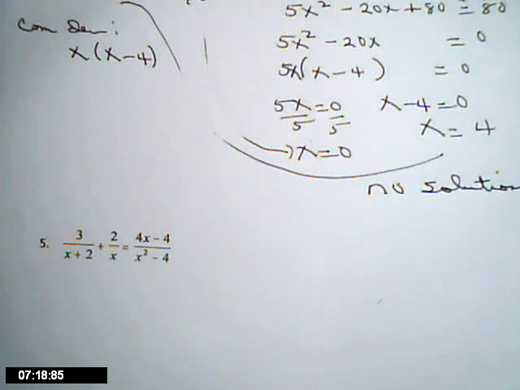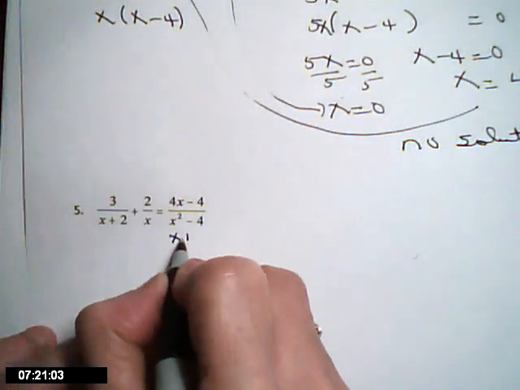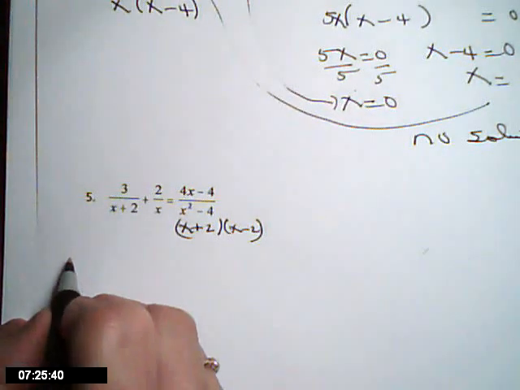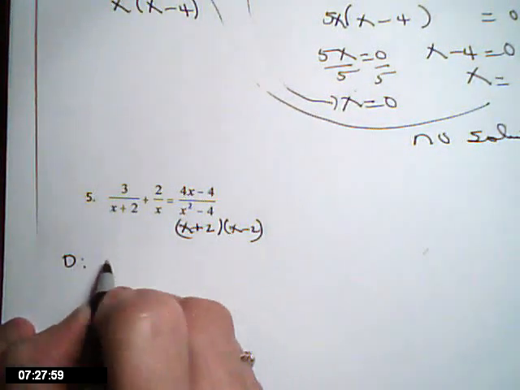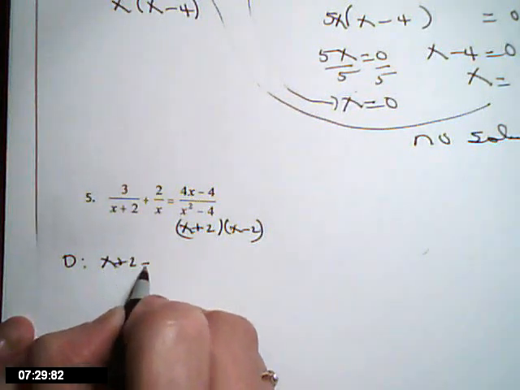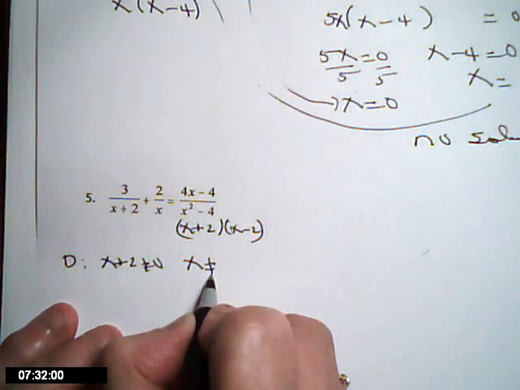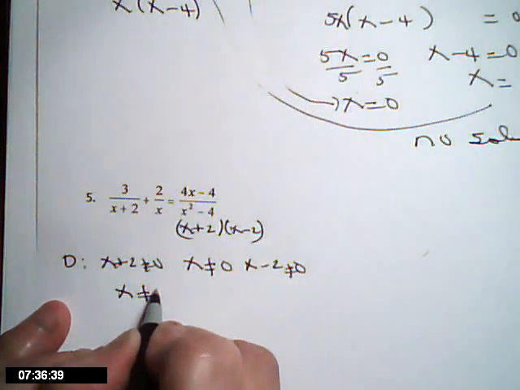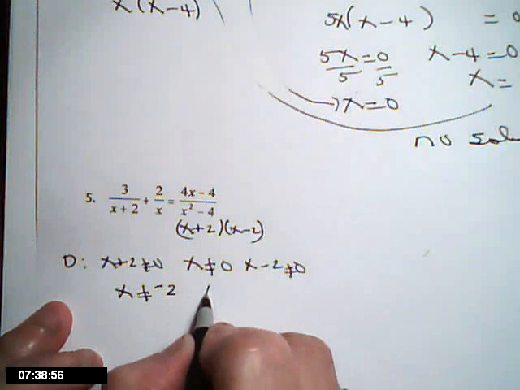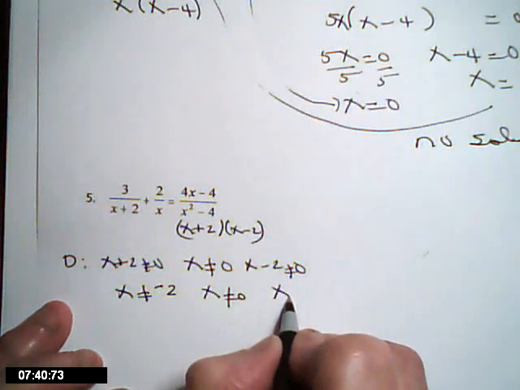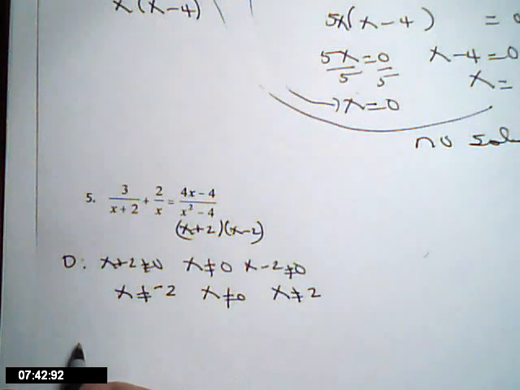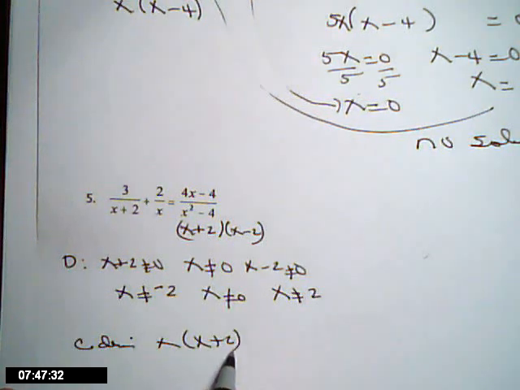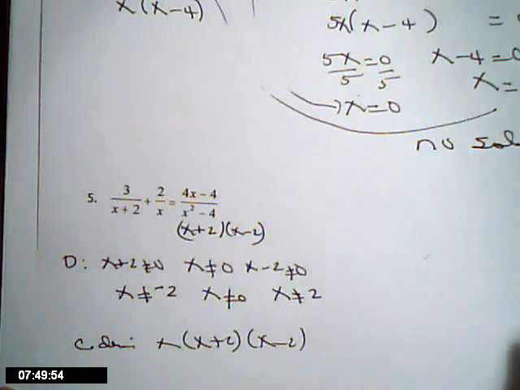Alright, problem number 5. Again, I'm going to factor into x plus 2 times x minus 2 in the denominator. My domain would be x plus 2 not equal 0, x not equal 0, and x minus 2 not equal 0. So x cannot be equal negative 2, cannot equal 0, or cannot equal 2. My common denominator will be x times x plus 2 times x minus 2.